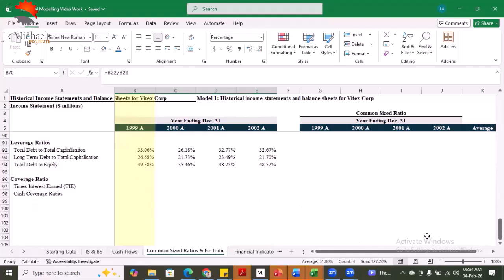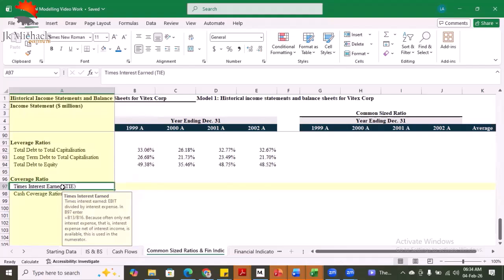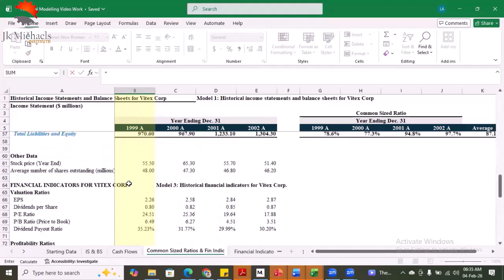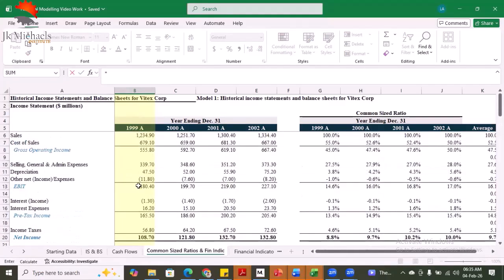Let's do the last one, which is going to be, of course, our coverage ratio. Now, times interest earned is measuring the amount of times our earnings before interest and taxation can be able to cover our interest expense, right? So we have times interest earned, we'll take our earnings before interest and tax, which is EBIT, and we'll divide by the interest expense for the year, both of them being income statement items. We'll take our EBIT and divide by our interest expense.